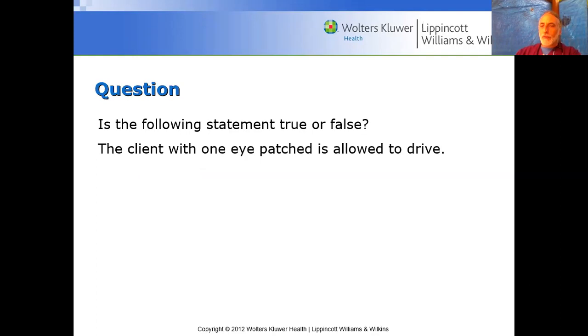Okay, so true or false? The client with one eye patched is allowed to drive.